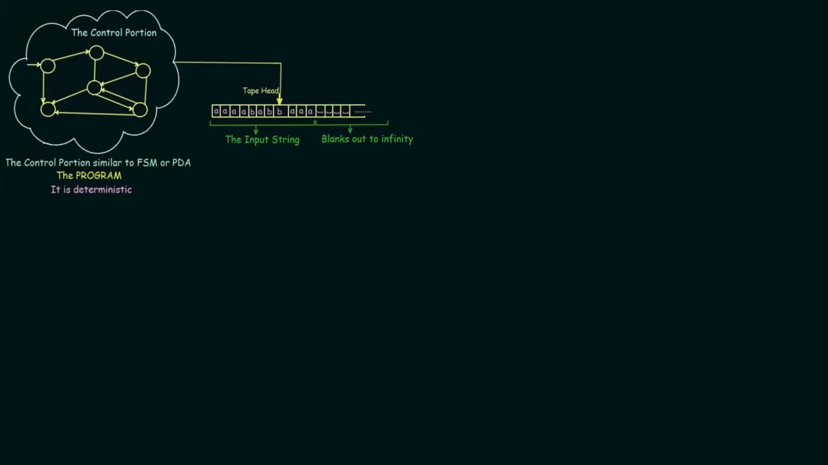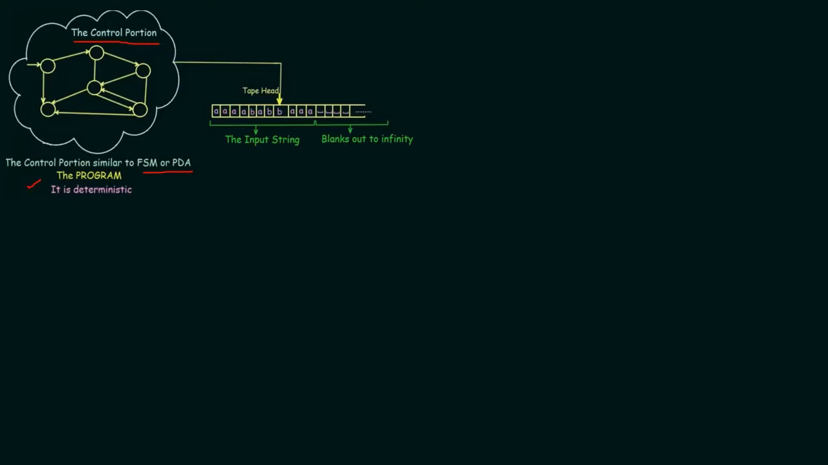So to carry on the introduction, there is a control portion in this Turing machine. The control portion of the program is similar to a finite state machine or pushdown automata, and it is deterministic. That control portion is going to hold the tape head. So the tape head and the control portion are going to be dependent on each other. That means based on one thing we are going to deduce another.